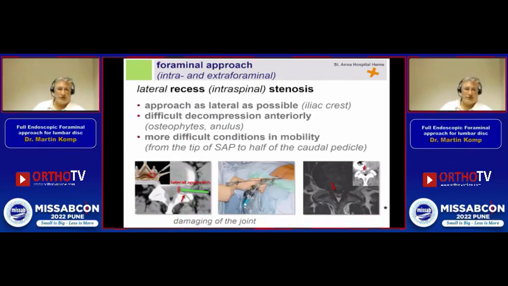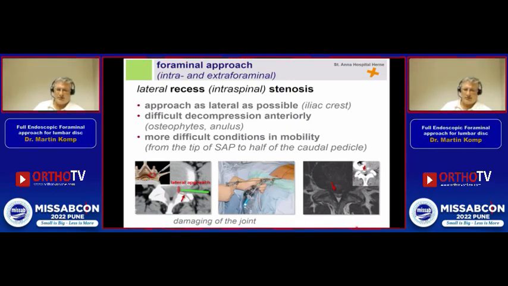So what about the foraminal approach in lateral recess stenosis? Well, the indication is absolutely limited because, first of all, we have to choose our approach as lateral as possible. Our pathology is the medial margin of the ascending facet. When you choose a posterolateral approach, you have to resect a lot of bone, which is responsible for stability, when you want to reach this area.